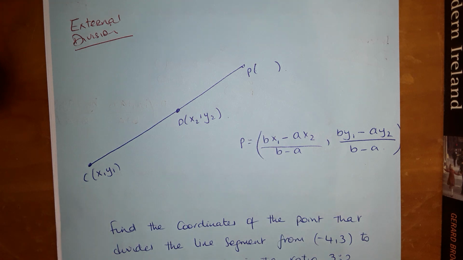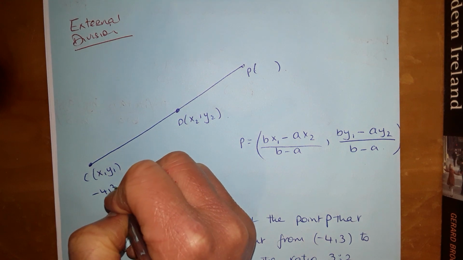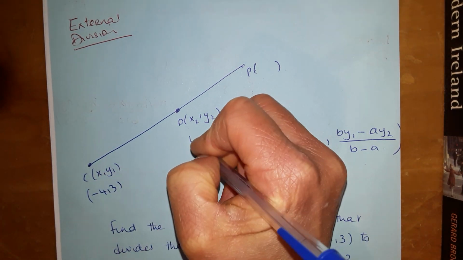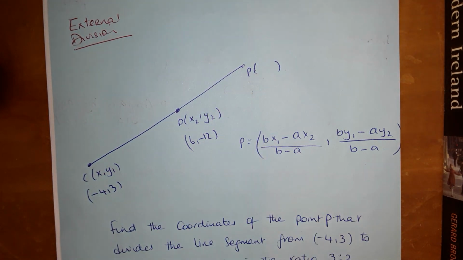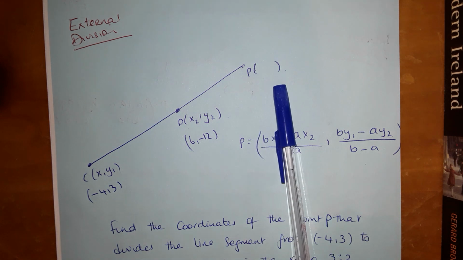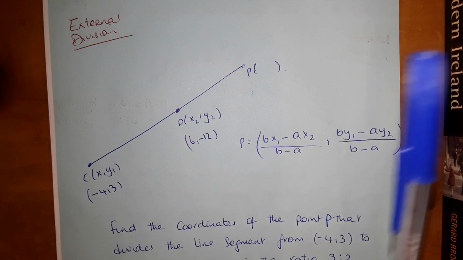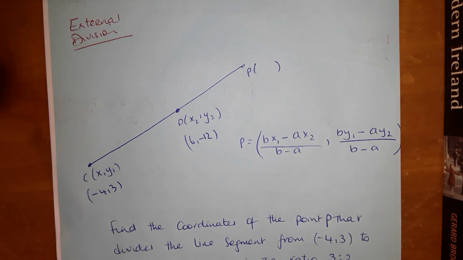So let's have a look here now at the question. Find the coordinates of the point P that divides the line segment CD, where C is (-4, 3) and D is again (6, -12), so the same thing, except this time the external point of division is outside. And again, it divides it in the ratio 3 is to 2.